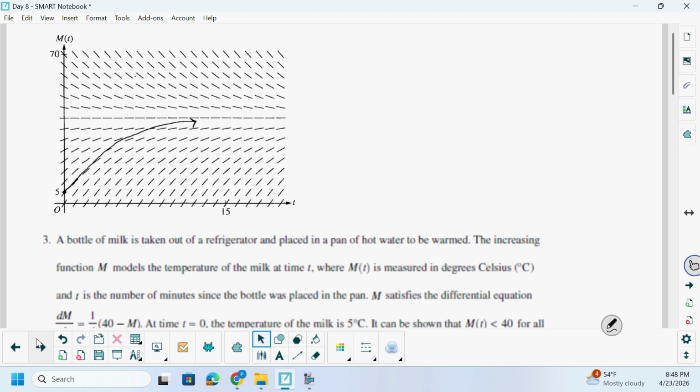Going over to our free response, start at 0, 5, follow your slopes, and it should level off at about that value that looks like it's 35, 40, somewhere in that neighborhood.